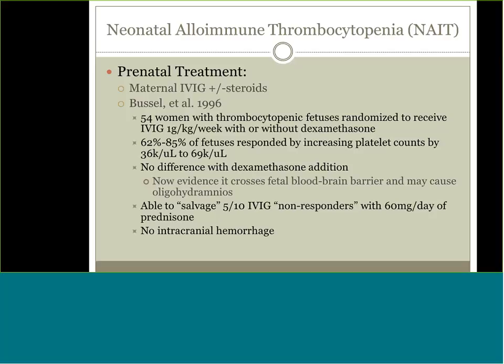And nowadays, I think that we tend to discourage dexamethasone in the prenatal period. It does cross the fetal blood-brain barrier, may cause oligohydramnios, has some detrimental effects. But what was really interesting is they were able to salvage half of the IVIG non-responders. These are platelet counts that did not respond on subsequent PUBS, with 60 mg per day of prednisone. And in these pregnancies, there was no intracranial hemorrhage.